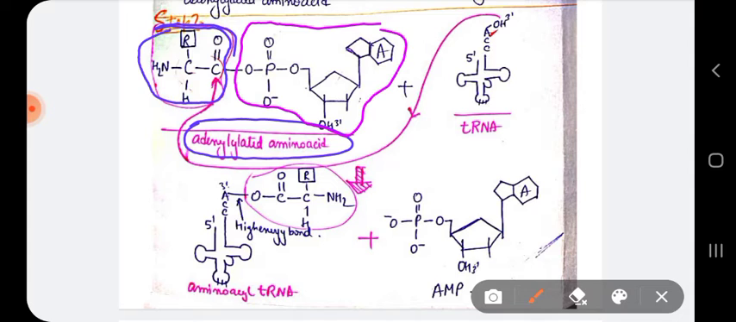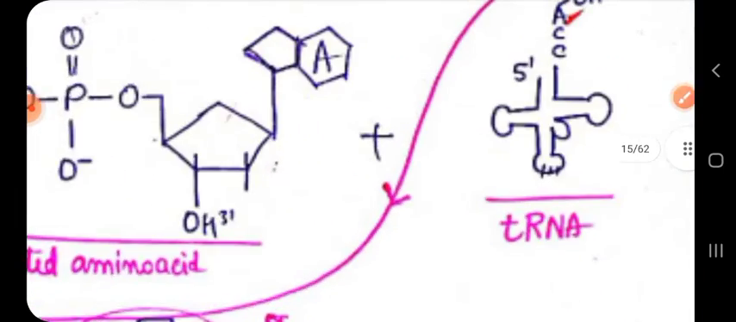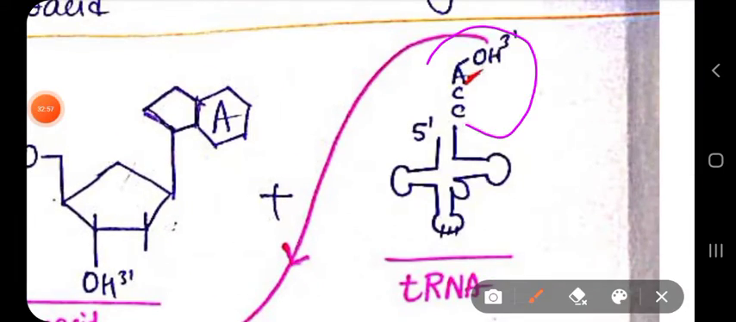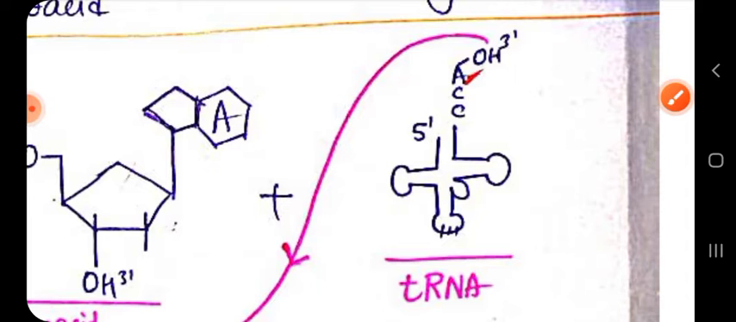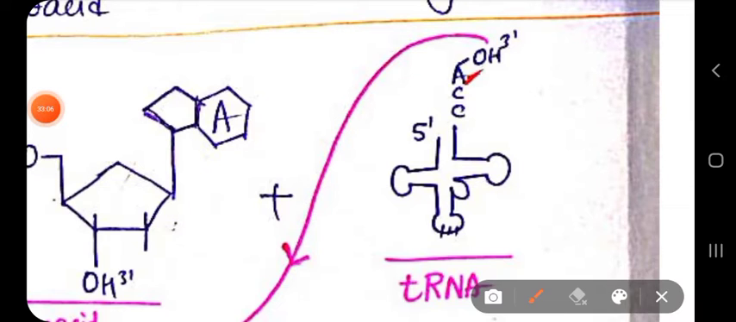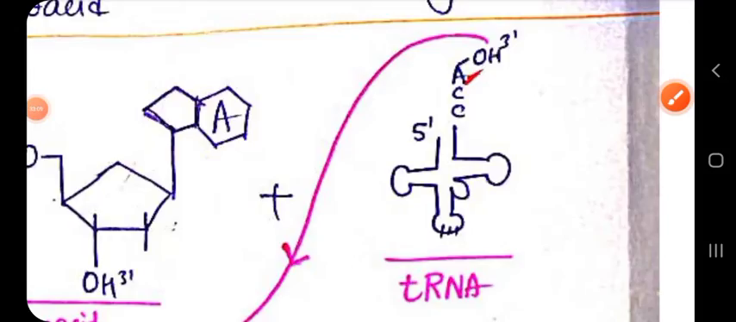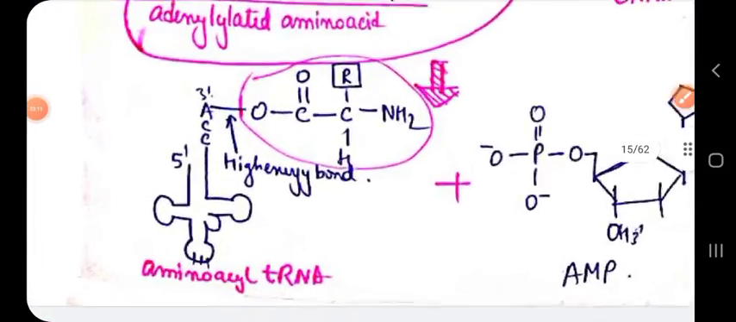Right, now this adenylated amino acid will attach very tightly with the amino acyl tRNA synthetase, and then it will react with the tRNA. Mainly it reacts at the acceptor arm region. On this arm of tRNA, amino acyl tRNA synthetase will react. And due to the reaction, what happened?